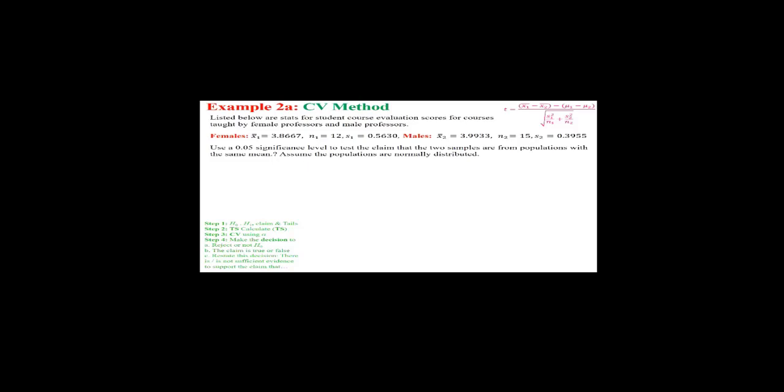So we're going to start with the first step, H0 and H1. H0, as always, mu1 equals mu2. By the way, if you wrote mu1 minus mu2 equals 0, it has the same meaning, and that's absolutely fine. So what are we testing? Test the claim that the two samples are from populations with the same mean. That means that is your claim. And it doesn't say less than or greater than, so not equality is the second part, which makes it a two-tailed test.